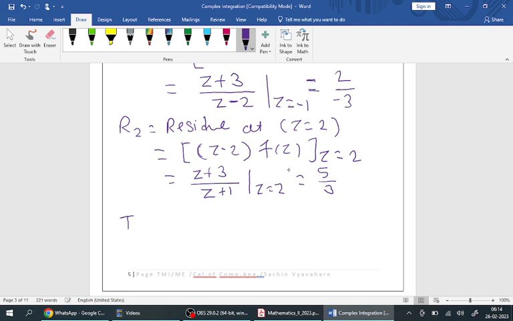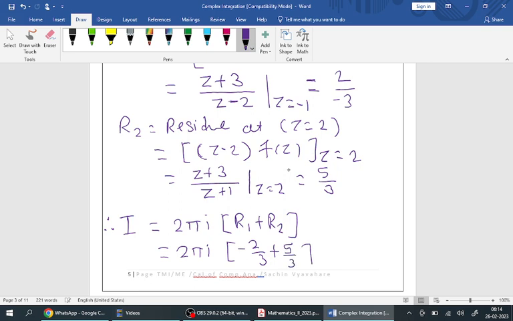So the value of integral I, therefore by Cauchy residue theorem, is 2 pi i into the sum of residues, that is R1 plus R2. So here it is 2 pi i into (-2 by 3 plus 5 by 3), and if you see, the bracket sum is 1. So the value of the integral is just 2 pi i. Okay, so that is the end of the question here.